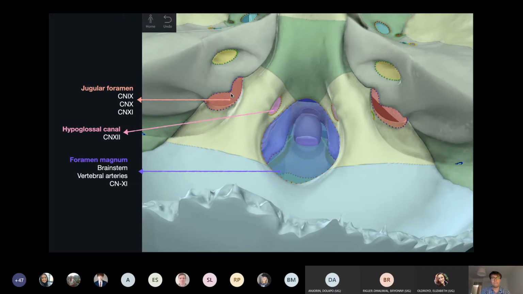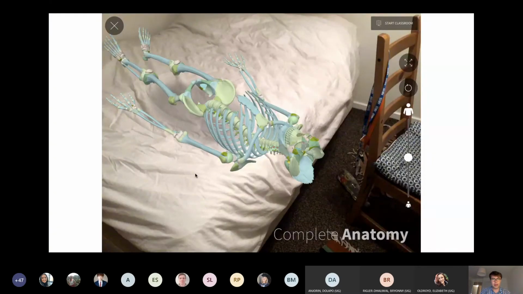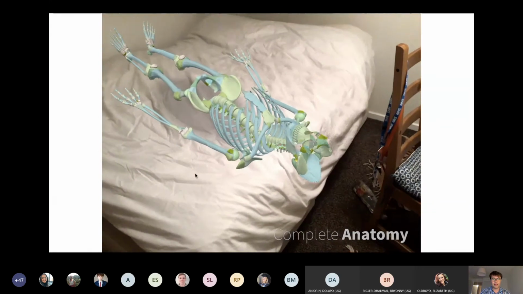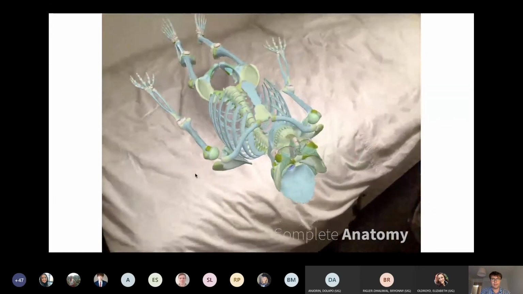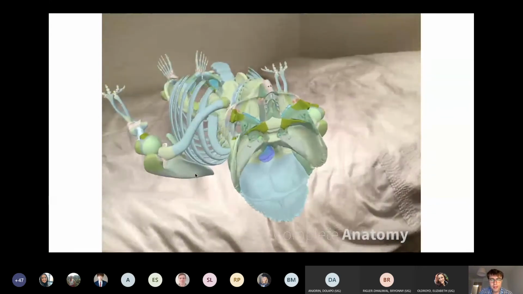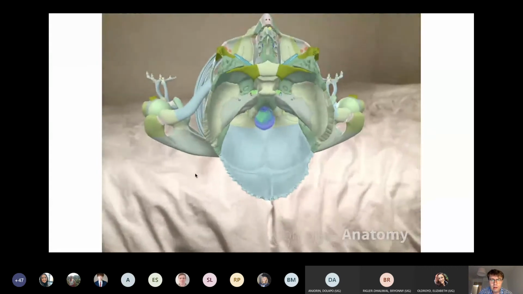But, you know, whatever. So I hope this works. I tried to do this augmented reality thing the other day. So hopefully we can zip into the skull here.